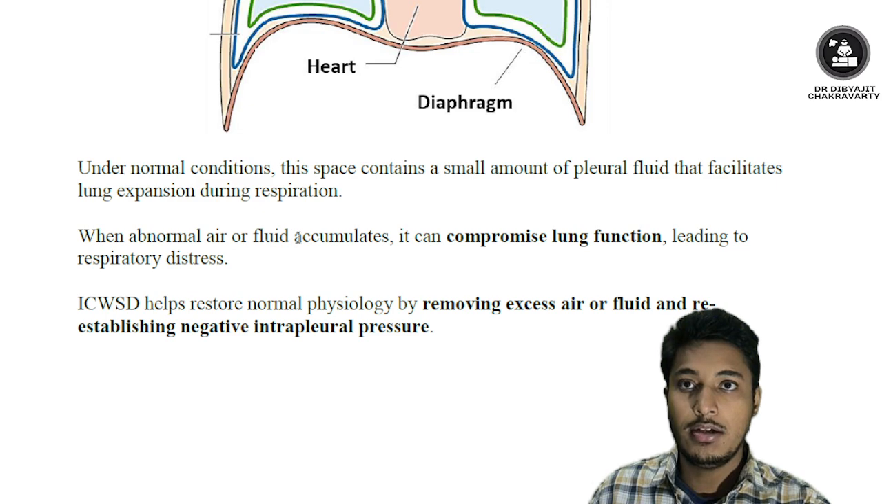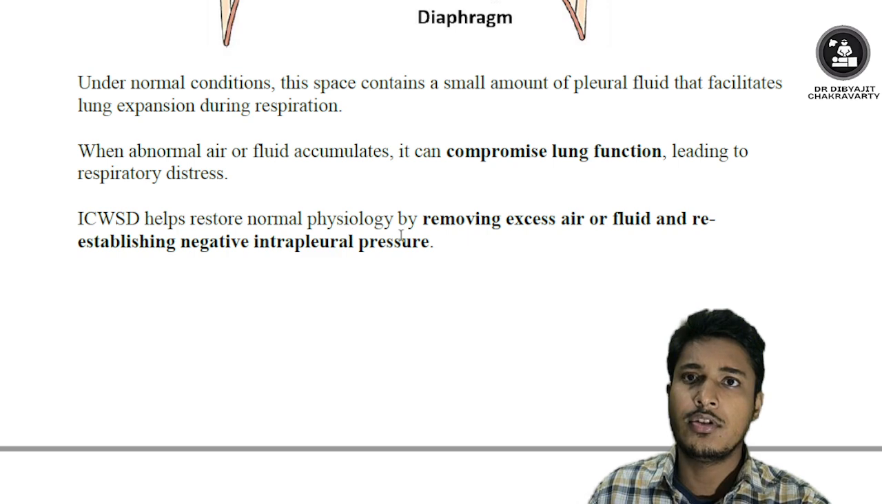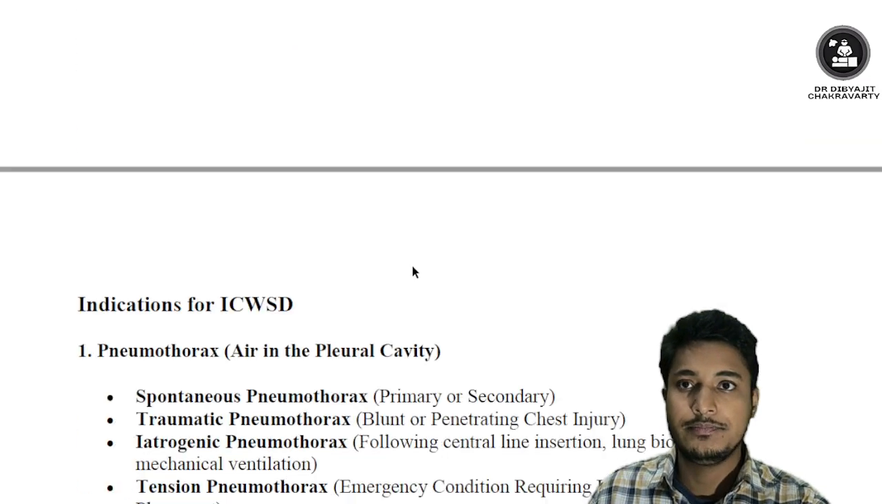When abnormal air or fluid accumulates, it can compromise the lung function, leading to respiratory distress. Intercostal water seal drain helps to restore normal physiology by removing excess air or fluid and re-establishing negative interpleural pressure.